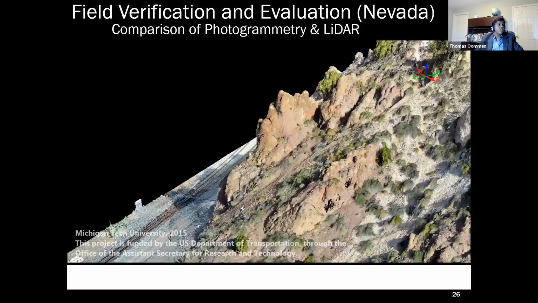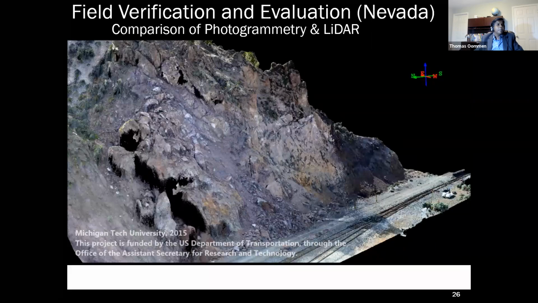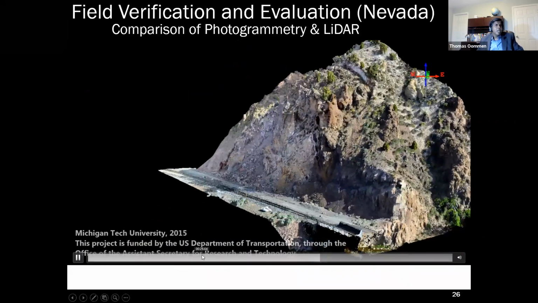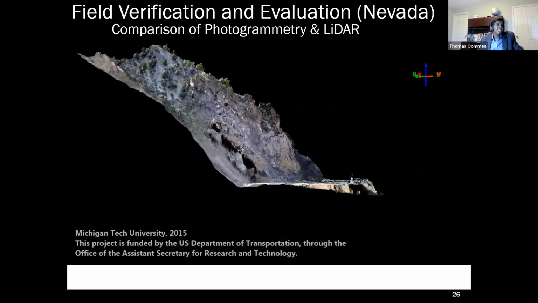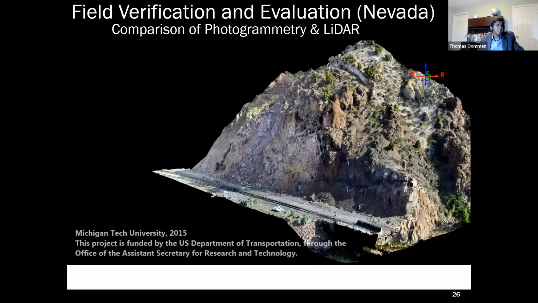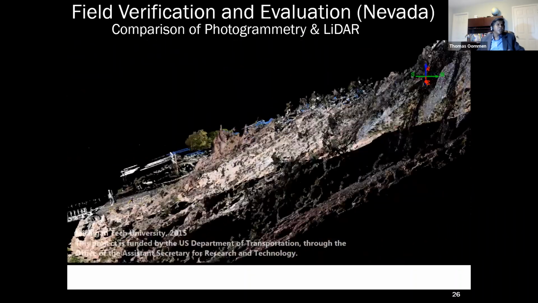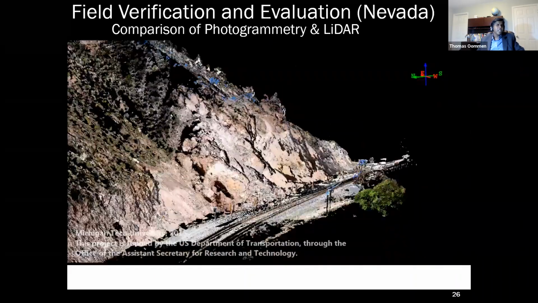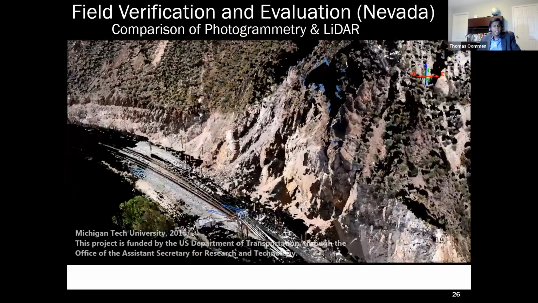Earlier, there was a comparison of the LiDAR also. This is just the photogrammetry. And the next one actually will show you just the LiDAR. So the photogrammetry had almost equal or better quality than the LiDAR data. So this is a huge advancement that is happening. So this is the LiDAR data. So you can actually get very similar quality data from the photogrammetry at much lower cost.